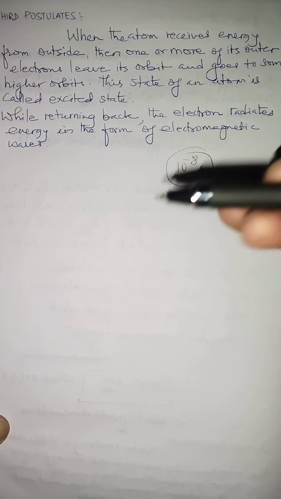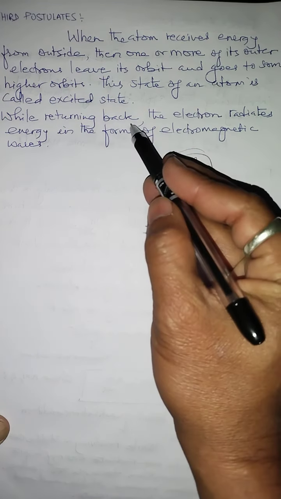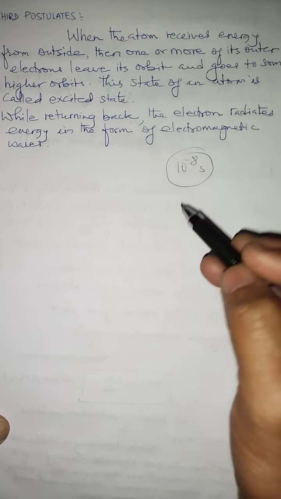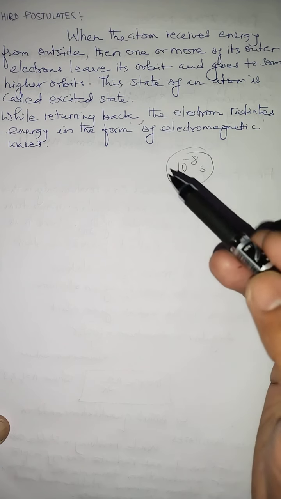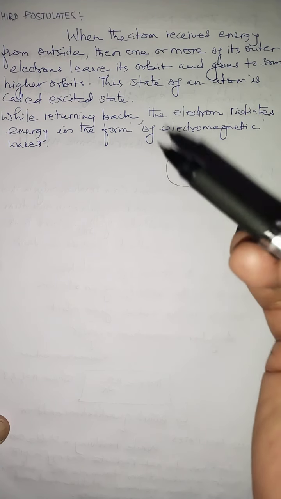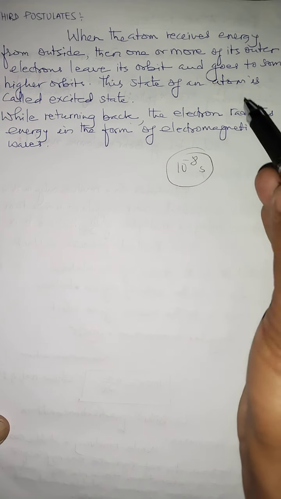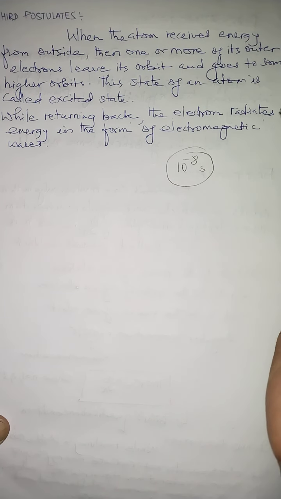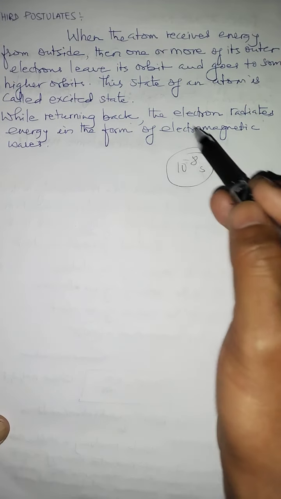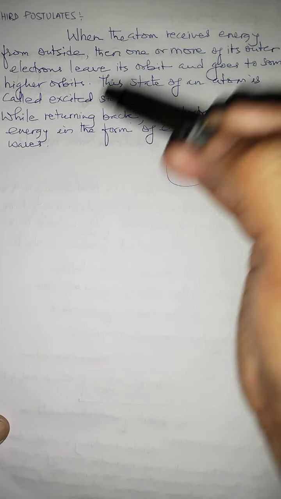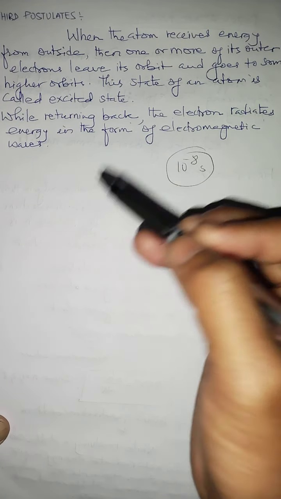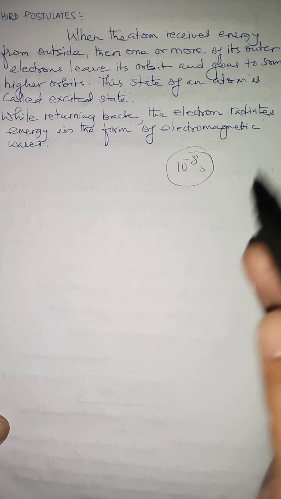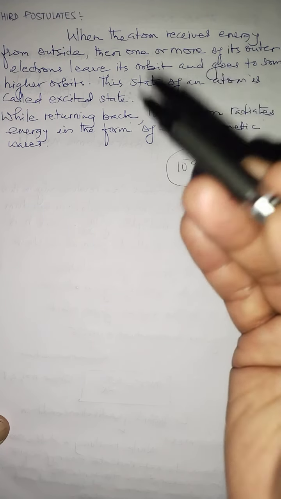But once it cannot stay in the higher state, what happens? That electron will return back. While returning from the higher state to a lower state, any lower state, the electron radiates energy. That means, as per Bohr's postulate, the atom radiates energy only when the electron returns from a higher state to a lower state, that is, when the electron jumps from a higher orbit to a lower orbit. So in that case, the atom will usually be called in what state?